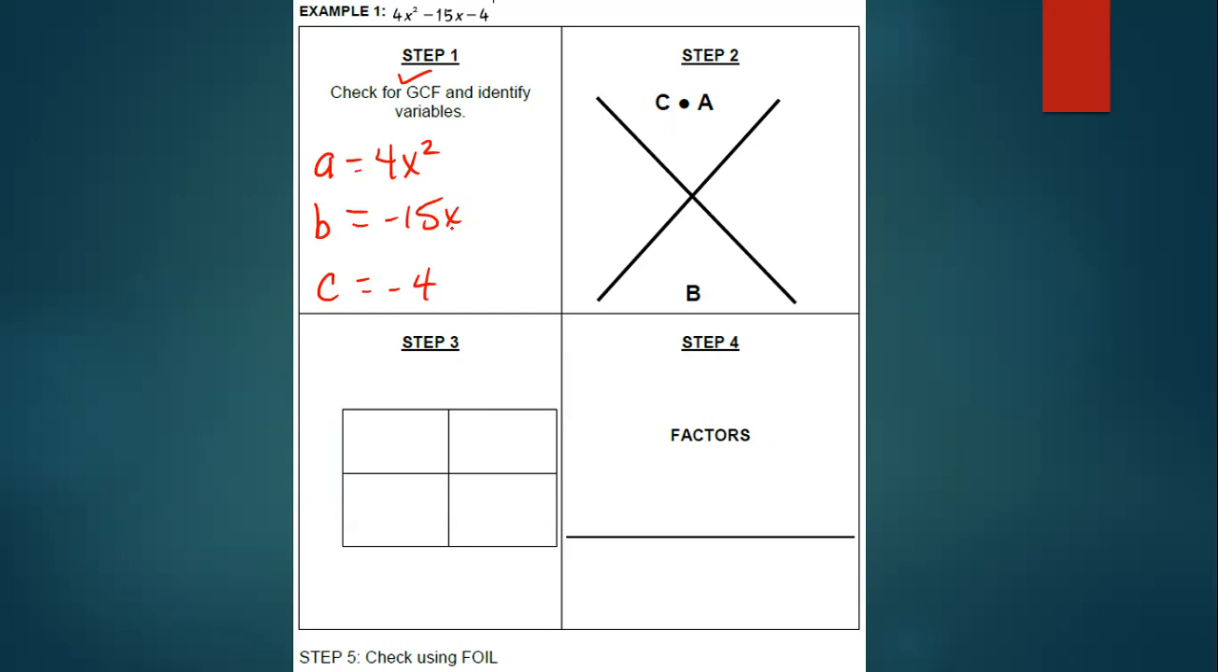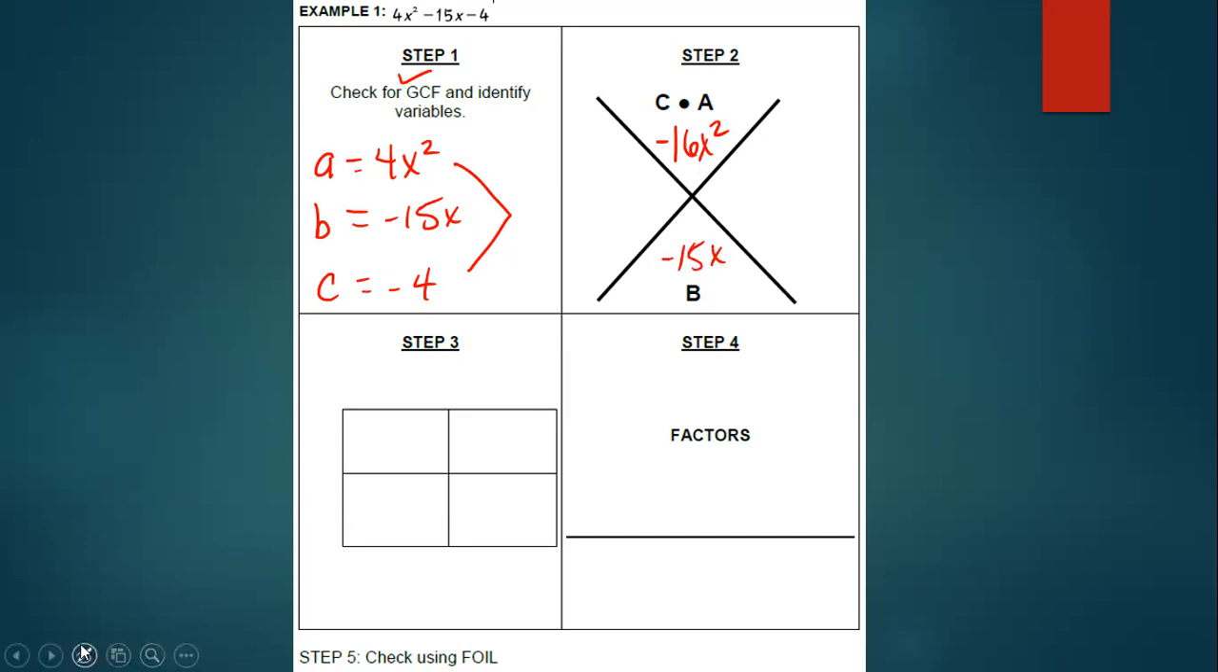So you're going to look at your C and your A and you multiply them. What is C times A for us? 4x squared times negative 4 is negative 16x squared. Agreed? Okay. What is your B term?